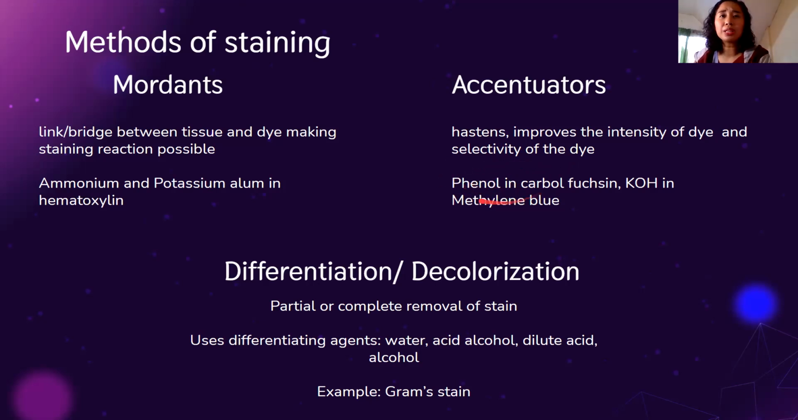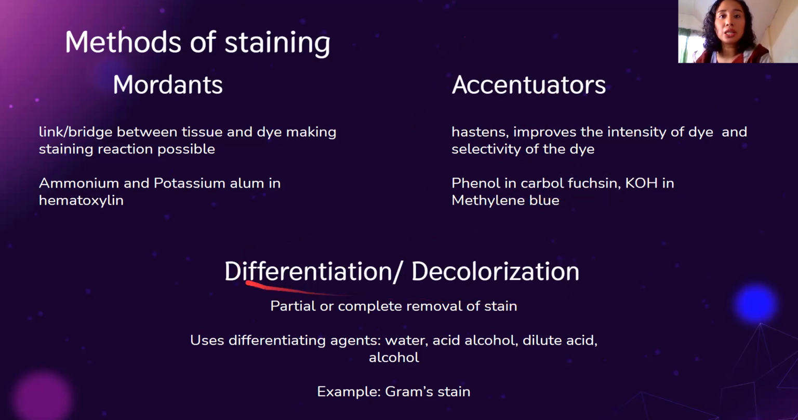Phenol has so many uses, guys, so far in our histopath study. 1% phenol could be used as a tissue softener. 1% phenol is also a fungicide. Where was that again? In gelatin embedding media. So there are many uses, and it could be an accentuator in carbol fuchsin.